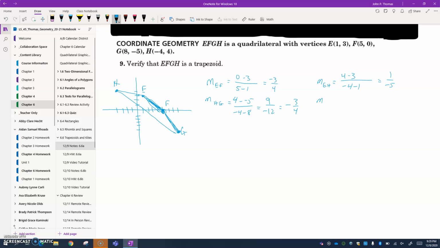So now I'm going to go with the slope of FG, which is our other one. On FG, it looks like we're going to have the middle two there, so -5 minus 0 over 8 minus 5, which is going to be -5/3. So those two are not the same, EH and FG. So this would have to be a trapezoid. EFGH must be a trapezoid.